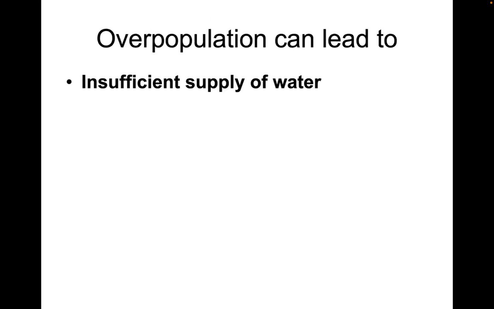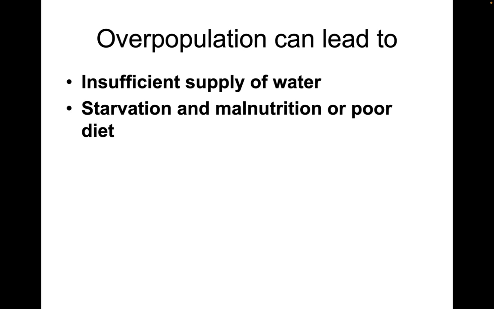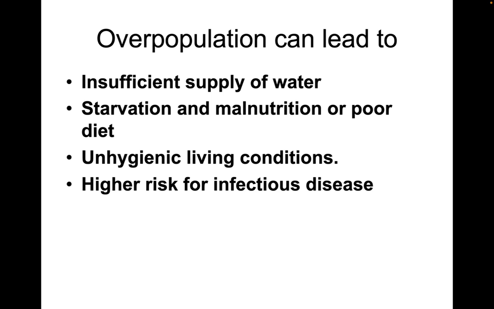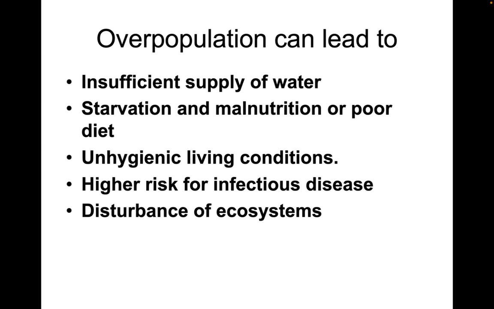Well, overpopulation on its own can lead to insufficient supply of water, starvation and malnutrition or poor diet from a lack of food, unhygienic living conditions, high risk of infectious disease. COVID-19 was a huge indicator of overpopulation, the disturbance of ecosystems, etc. You can probably think of a few more just by thinking about the world we live in and world news.